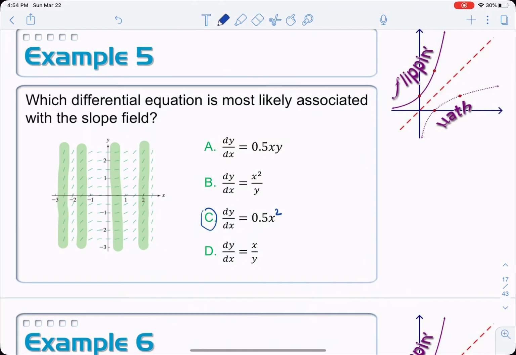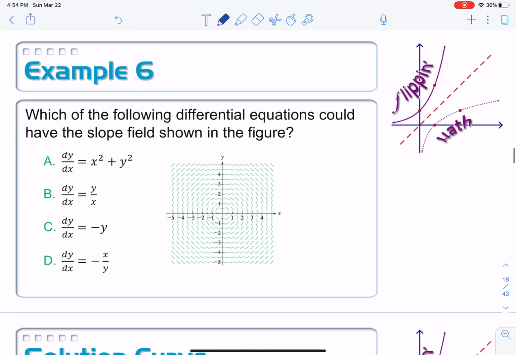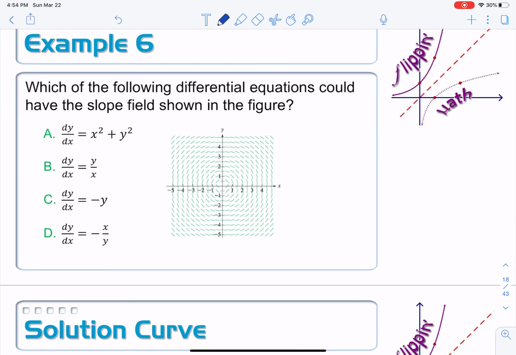All right, again, I want to be able to write on the screen, so I'm going to come over here. Now, this one in particular, this A, is very deceiving because x squared plus y squared makes a circle, and I might start to think, hey, isn't that what this is? Well, that's what the original solution curve is supposed to look like, but not the slopes. Matter of fact, that's the first one that I'm going to cross out.